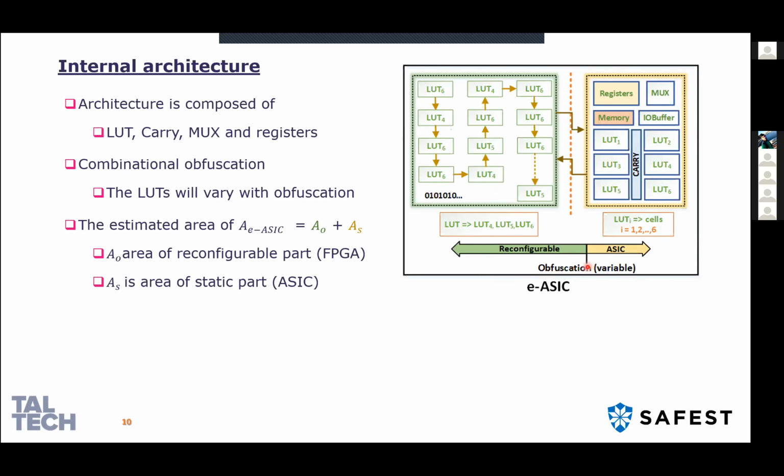Here, this arrow, the obfuscation knob, shows the obfuscation target. If we move this knob, it means that we are changing this green part and also the ASIC part. The total estimated area of the embedded ASIC is equal to A_O plus A_S, where A_O is the area of the reconfigurable part, and A_S is the area of the static part.